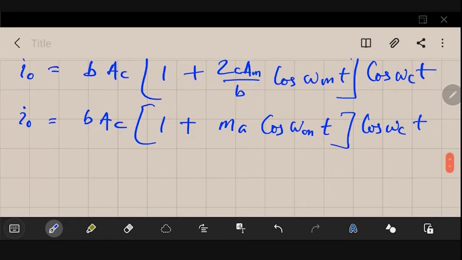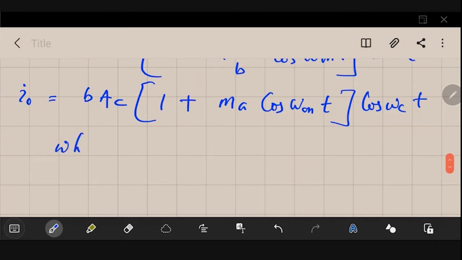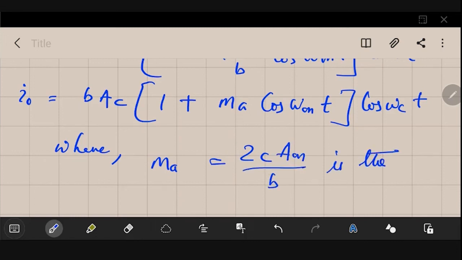So from these 2 equations, you could find that the modulation index, where your m_a or modulation index, is equal to 2C A_M by B. Okay, so it will be the modulation index for this square law modulator, as you could see. So this is basically the expression.